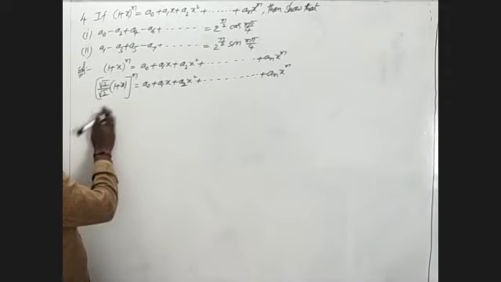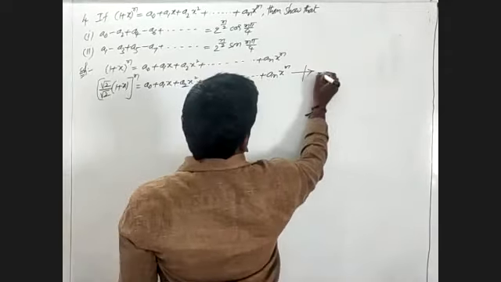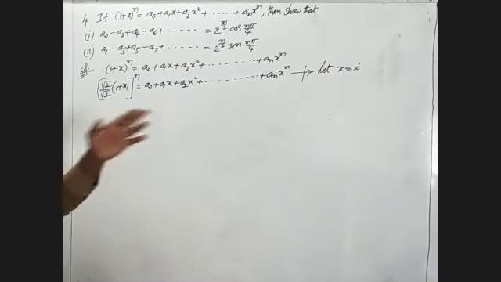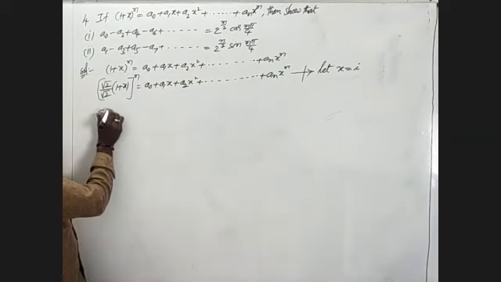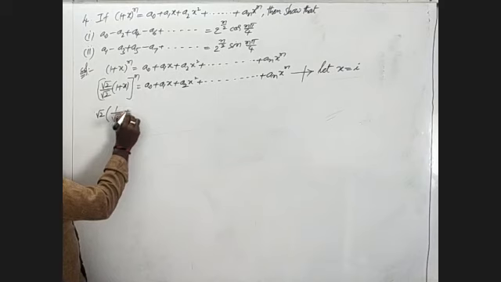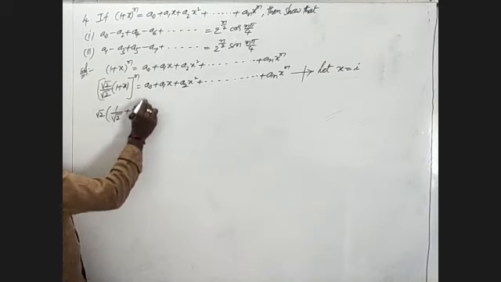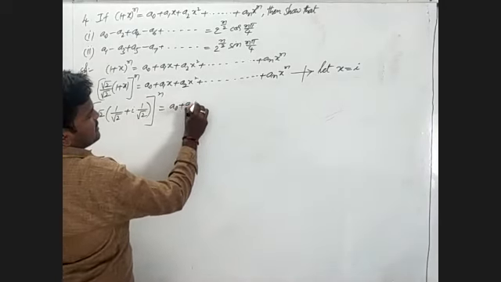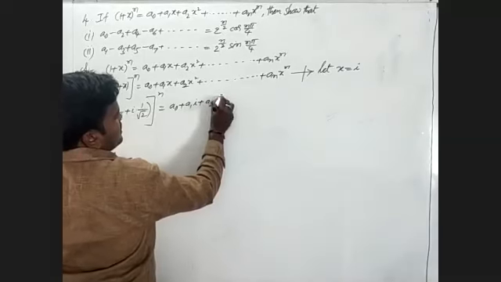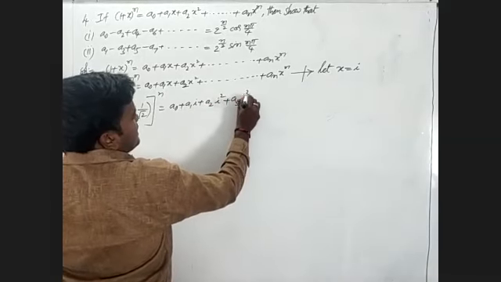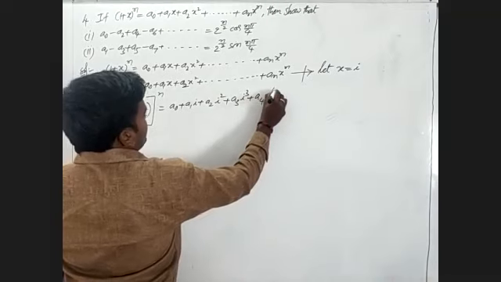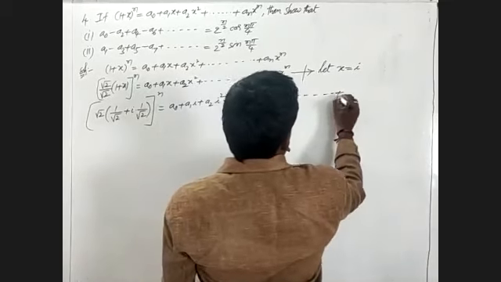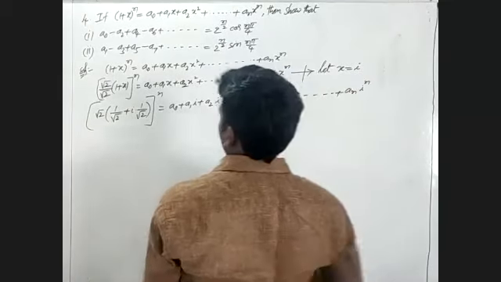Here I will take x equal to i. We have to write root 2 into (1 by root 2 plus i into 1 by root 2) whole power n equal to a0 + a1i + a2i² + a3i³ + a4i⁴ and so on plus an into i^n.